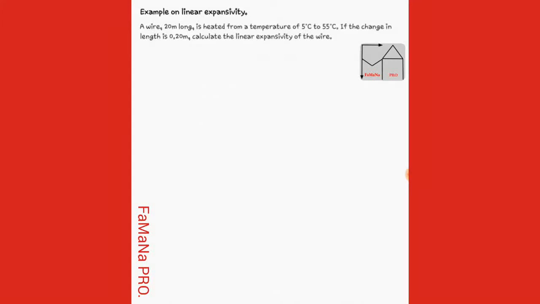Hello, let's consider an example on linear expansivity. A wire 20 meter long is heated from a temperature of 5 degrees Celsius to 55 degrees Celsius. If the change in length is 0.20 meters, calculate the linear expansivity of the wire.